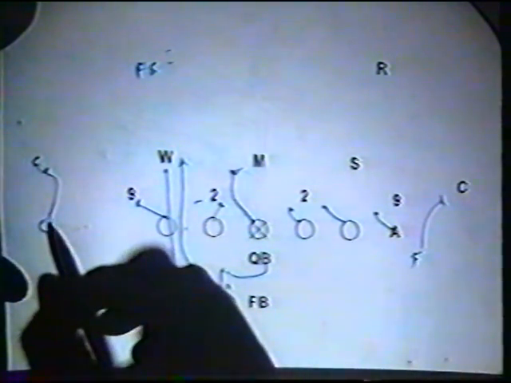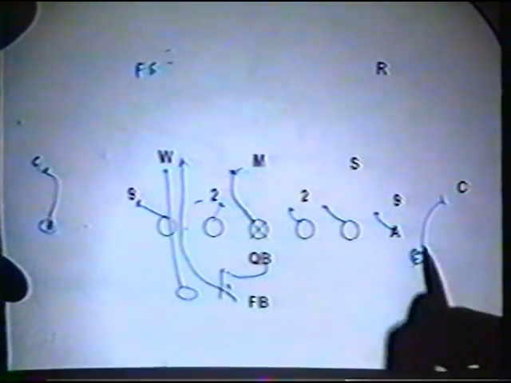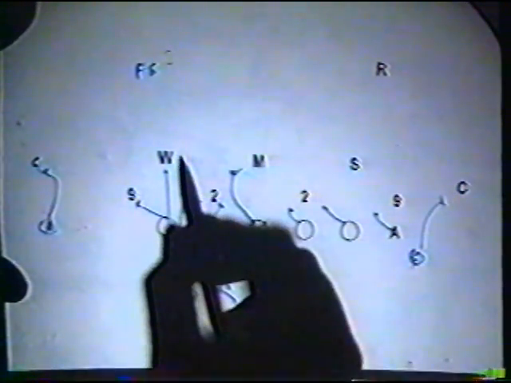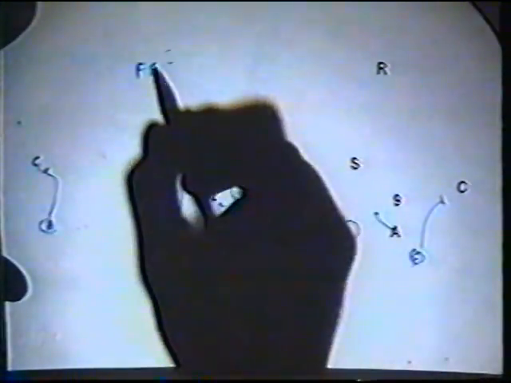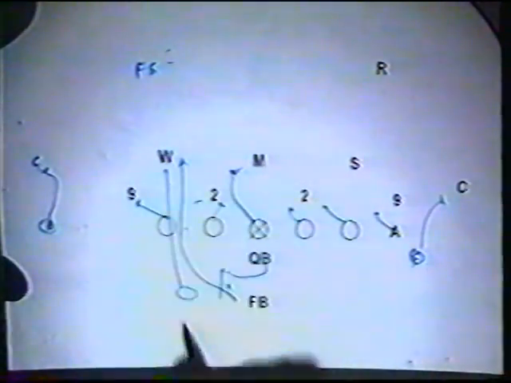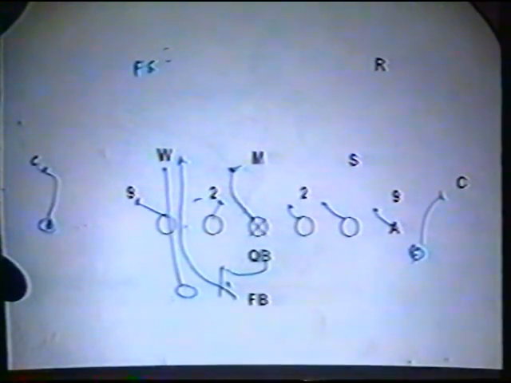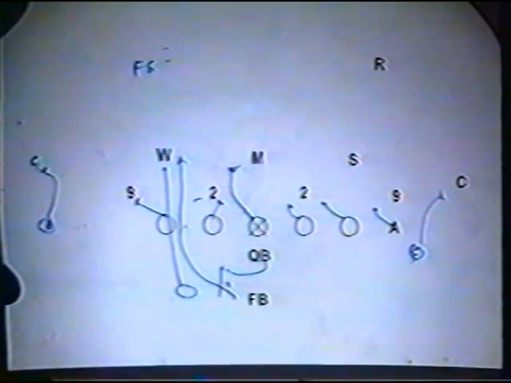Like I said, we like to block our split end and our flanker back on the corners. We want our backs to know where his defender's coming from when he breaks into the secondary. But that's what we do on a 4-3 look.